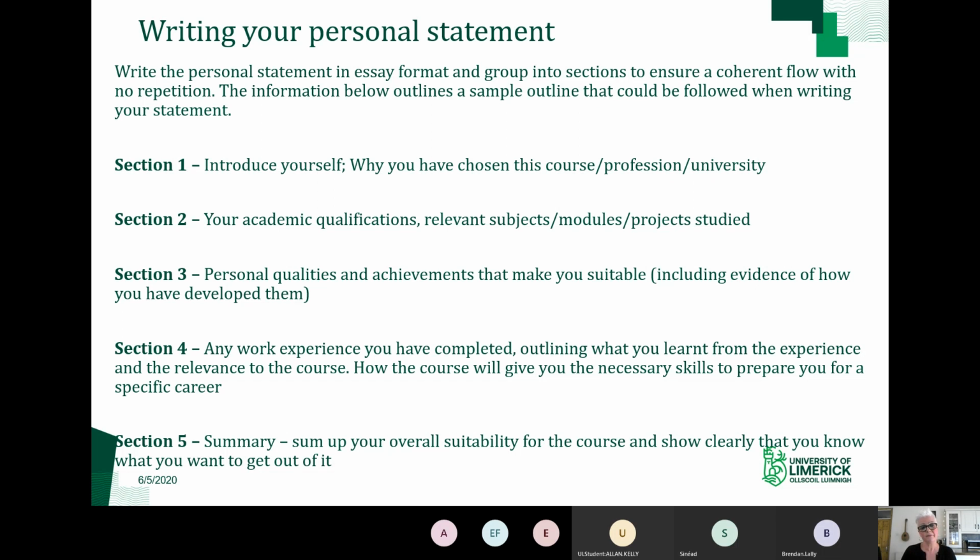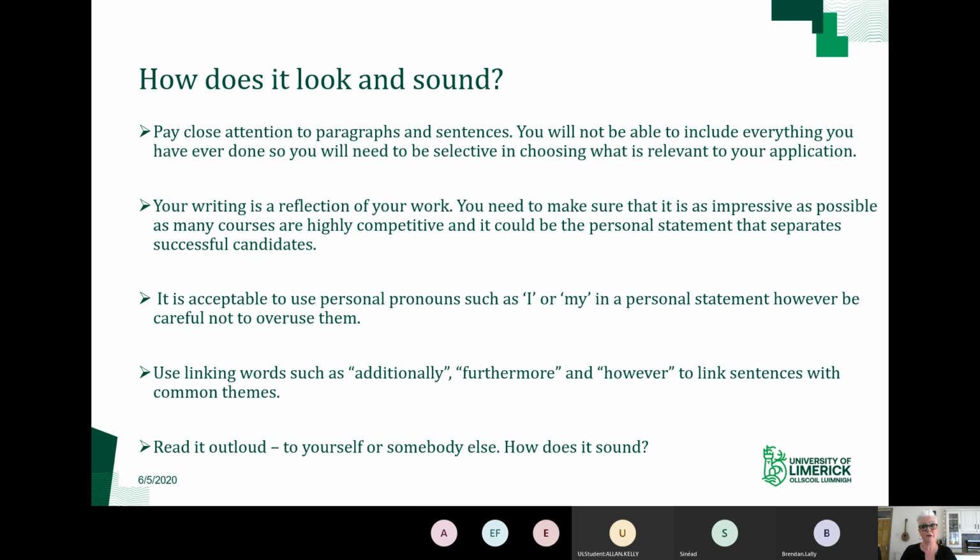And then Section 5 really is bringing it all together, summarising your interest in the course, and explaining your career interest in the area and how this course will help you in your future career. So 5 sections. You may take several drafts, but this is really what you need to be including. And it needs to be an essay format. You can use bullet points, but I suppose the writing part is the very last part, the icing on the cake.